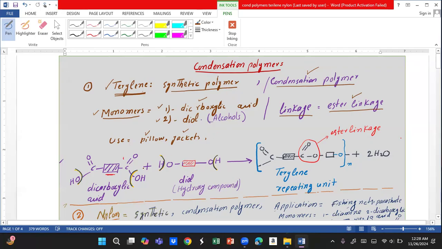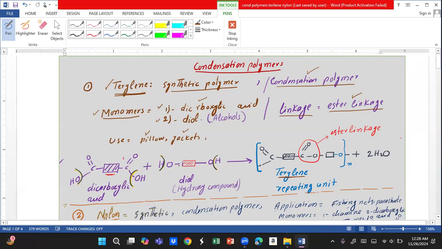We now come to the structure, how this polymer is formed. This is the polymer, which is terylene. In order to make it, let's take an example of two monomers, although in this polymer we have thousands of monomers together. In addition polymers, you might have seen the monomers were identical, but here the monomers are not identical. This is carboxylic acid. This is hydroxy compound. Both are different compounds. These are the block diagrams.